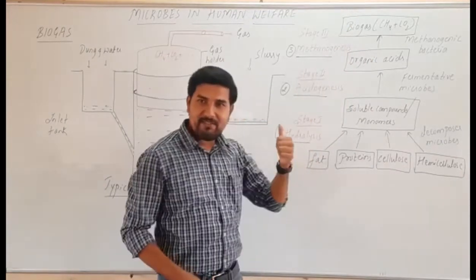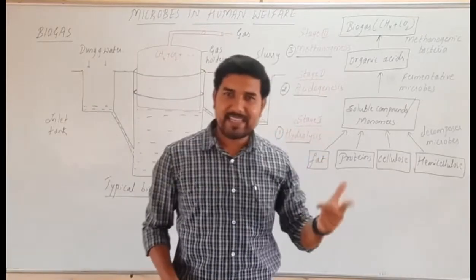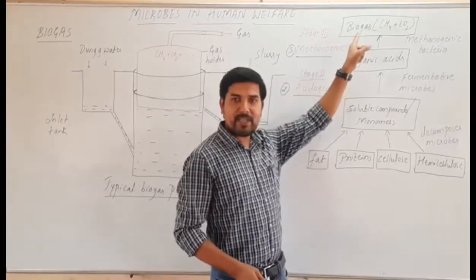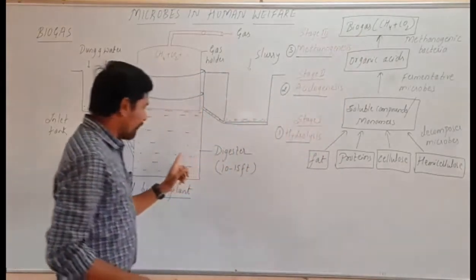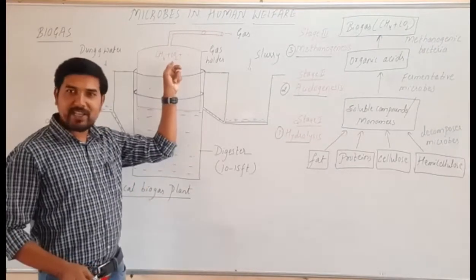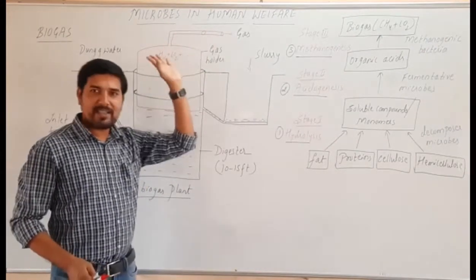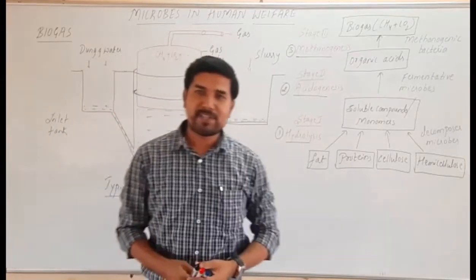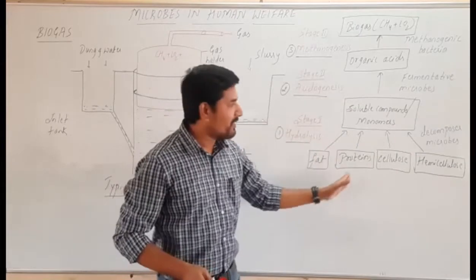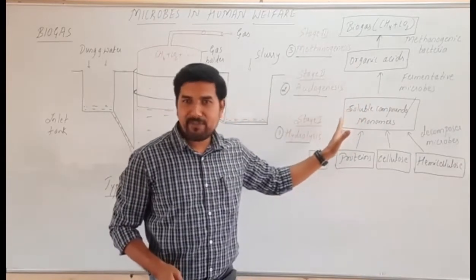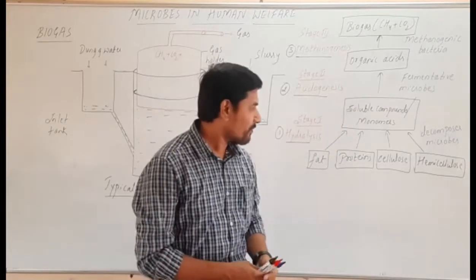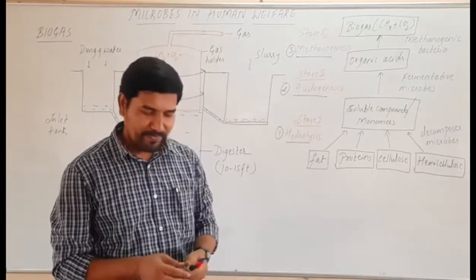So hydrolysis, first step, acidogenesis, second step, and methanogenesis, third step. With these three steps, biogas is produced. All the three steps occur in the digester. The biogas is produced. This biogas is useful and it is commercially used. This is how the biogas is produced. This is an additional content apart from your NCERT, because this is not given in your NCERT. Okay, now the question comes.